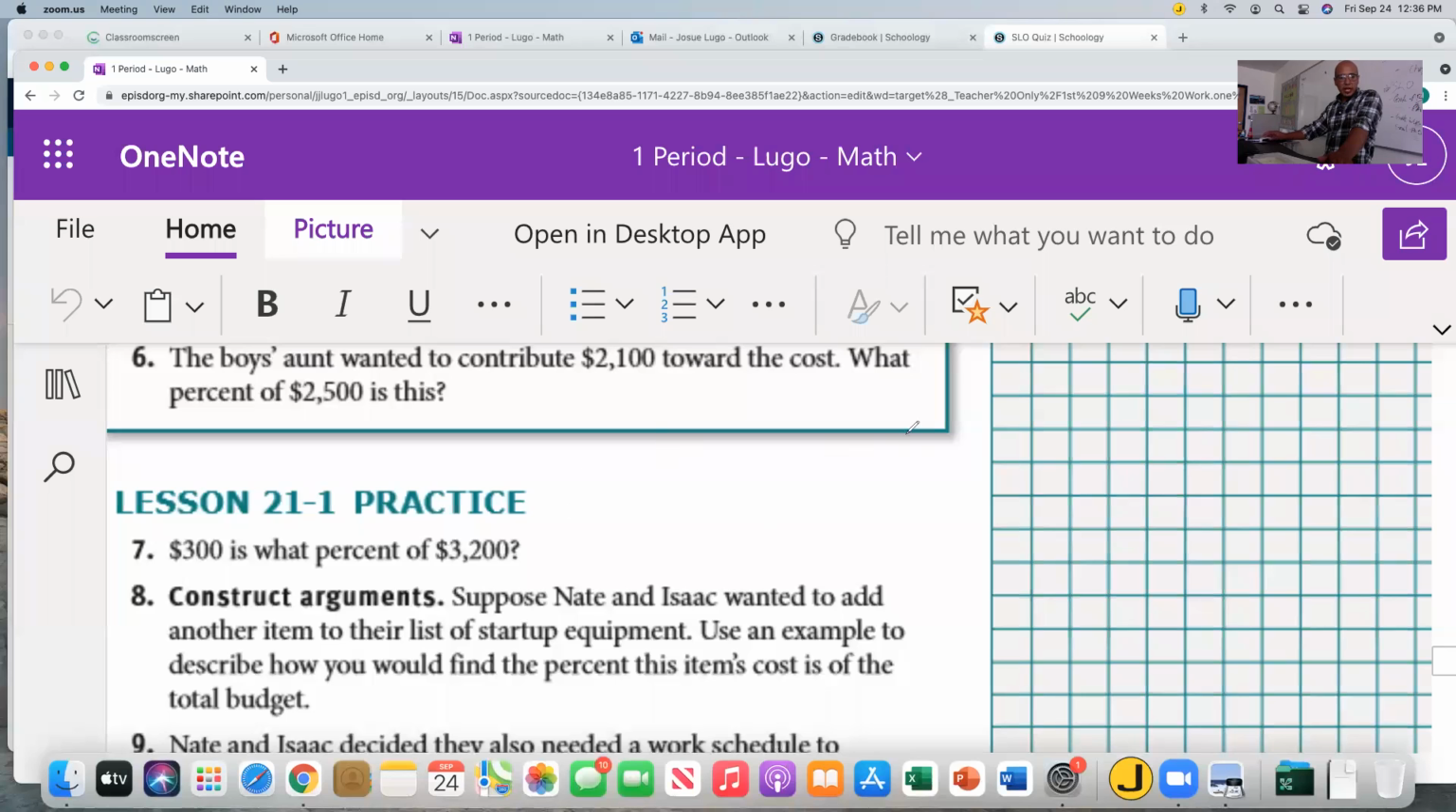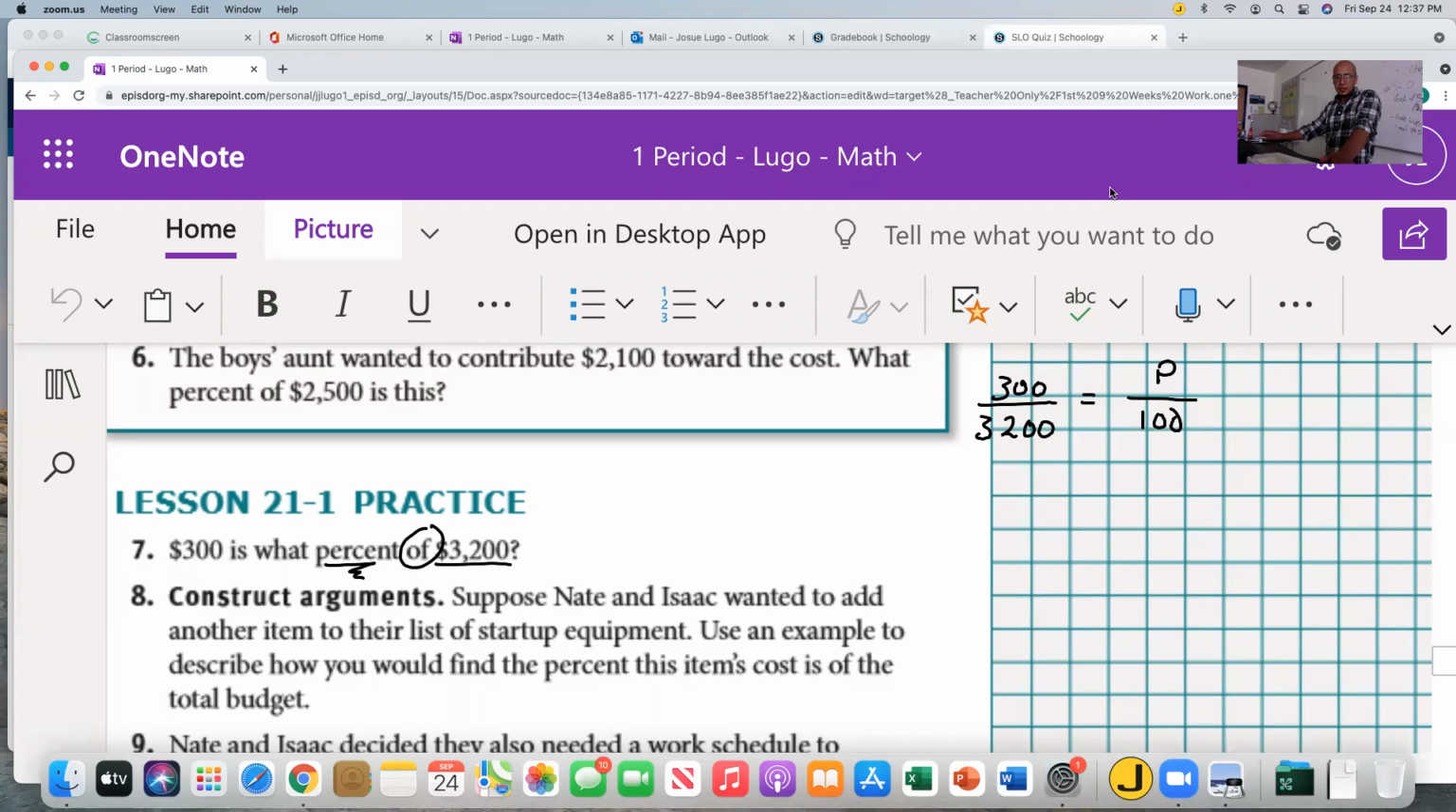Number 7, we have 300 is what percent of 3,200? In other words, we have 300 is a part of 3,200. And that is my part over my whole. And I want to know what percent. In other words, I don't know what percent. Remember, a percent is something over 100. So I need to figure out what that something over 100 needs to be.